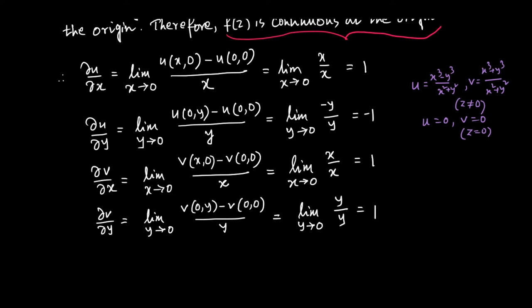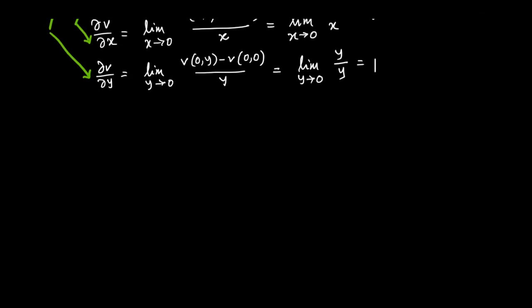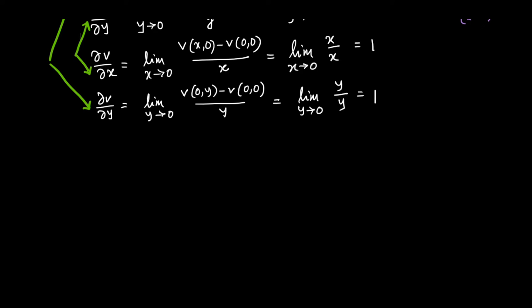So we can see here that del u del y is equal to minus 1, del v del x is equal to 1, and del v del y is equal to 1. You can pause the video and check the calculation again, or do it on your own also. So fine, now if we compare these two, we can see that del u del x is equal to del v del y, and del u del y is equal to minus del v del x. Therefore, the Cauchy Riemann equations are satisfied.